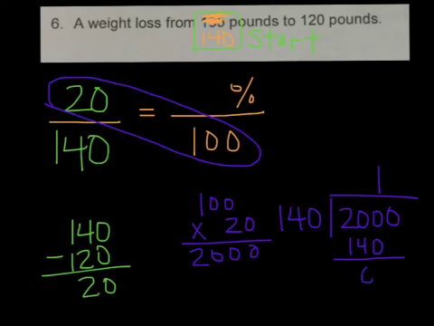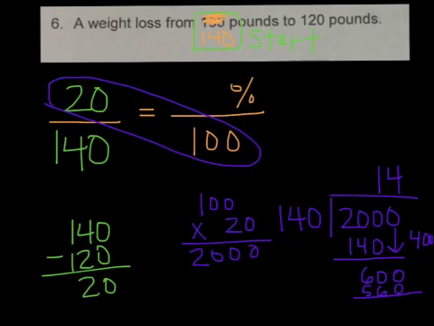When I subtract, I get 60. I'm going to bring down the next digit. That's a 0. 140 can go into 600 maybe 4 times. 4 times 0 is 0. 4 times 4 is 16. Carry a 1. 4 times 1 is 4. Plus 1 is 5. When you subtract from there, you get 40.